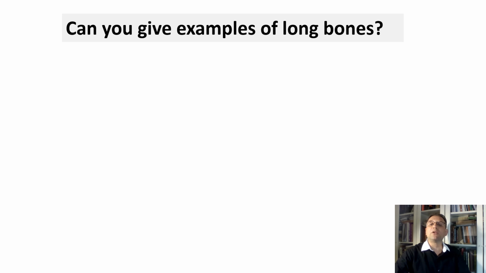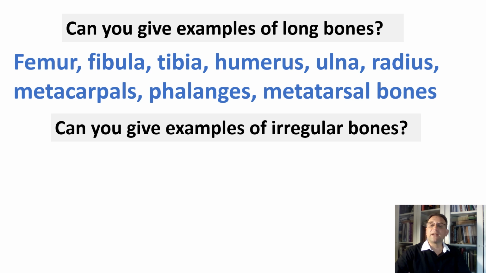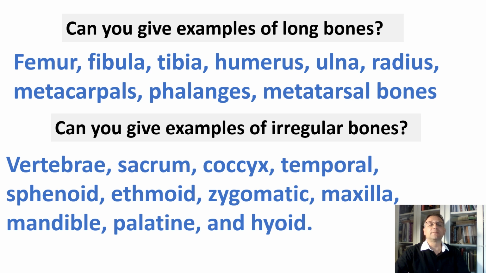Can you give examples of long bones? Femur, fibula, tibia, humerus, ulna, radius, metacarpals, phalanges, metatarsals. All of these bones are examples of long bones. Can you give examples of irregular bones? The irregular bones are vertebra, sacrum, coccyx, temporal, sphenoid, ethmoid, zygomatic, maxilla, mandible, palatine, and hyoid bones.